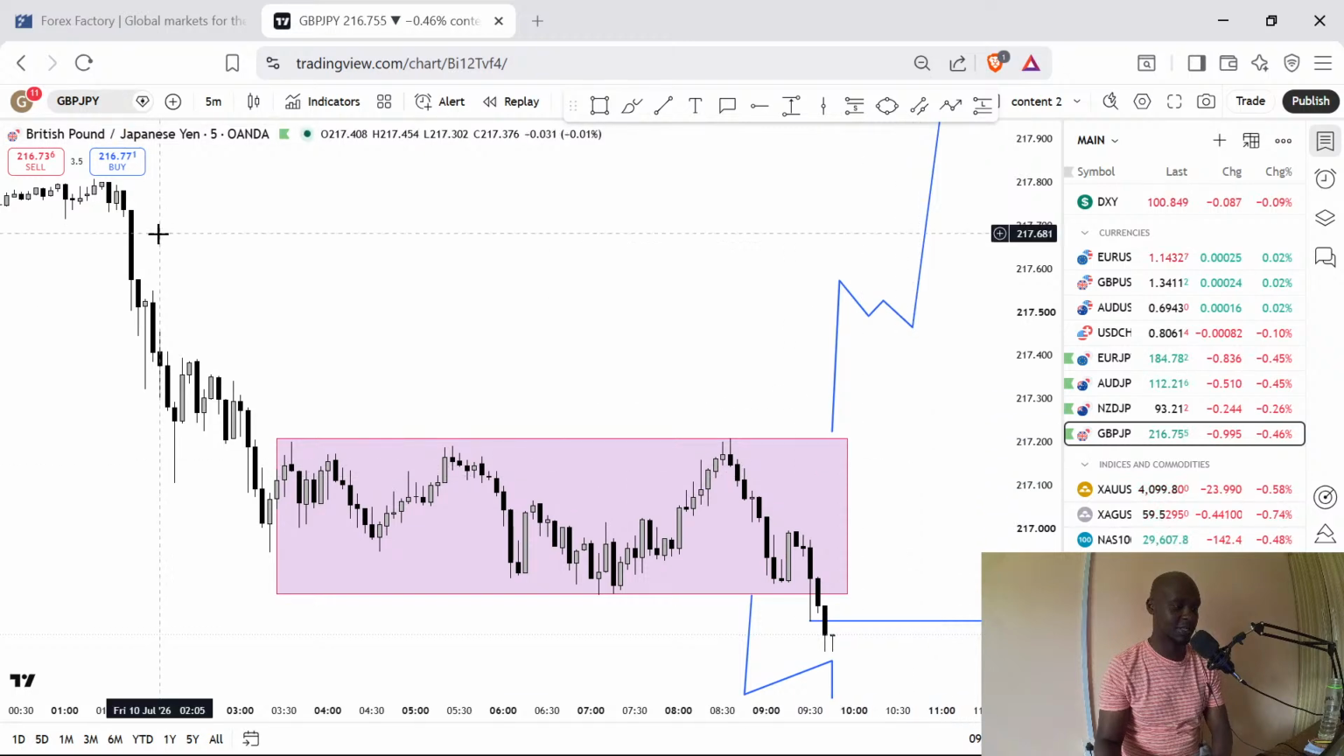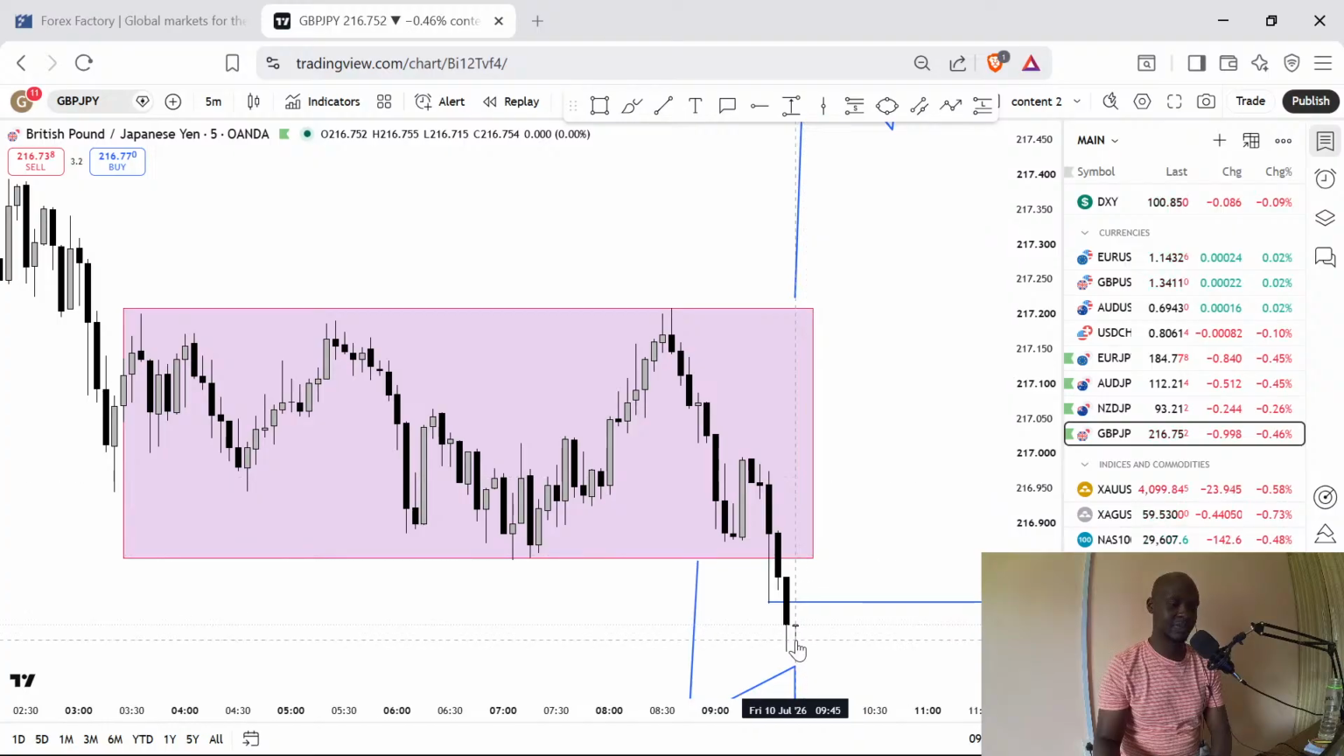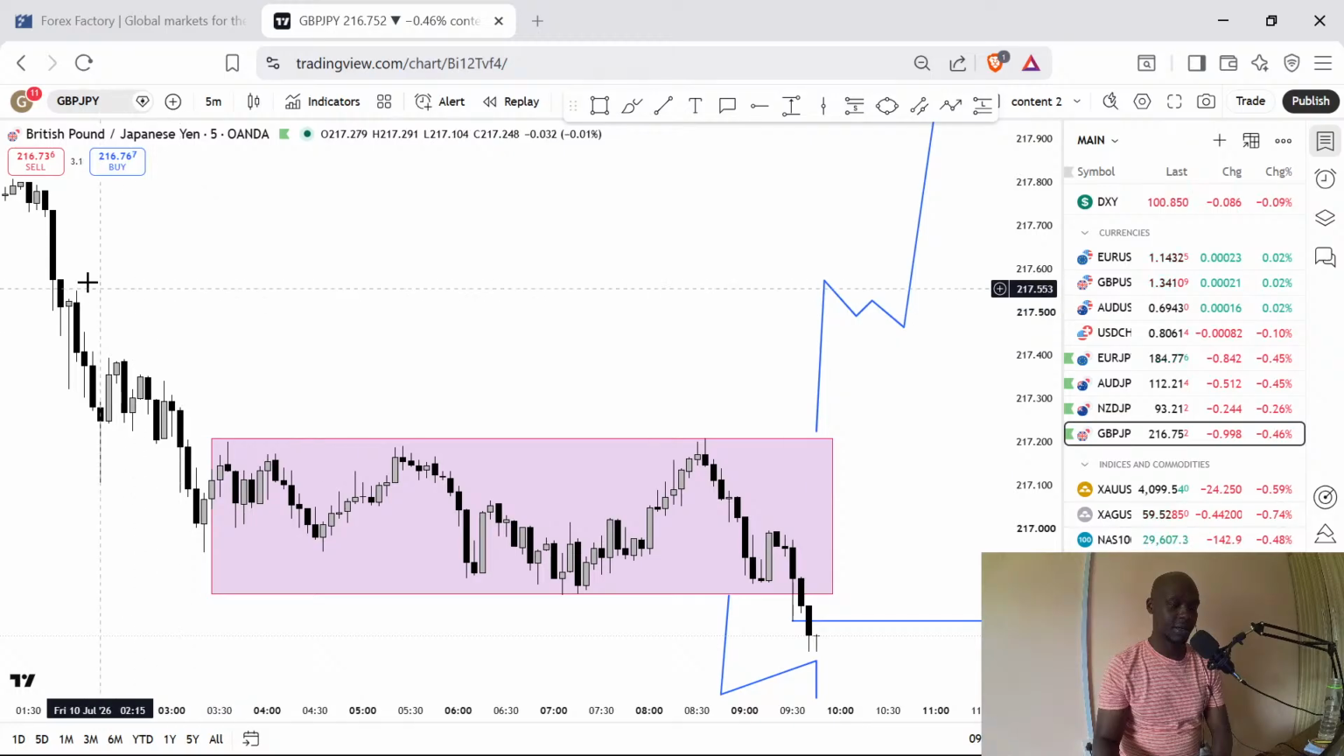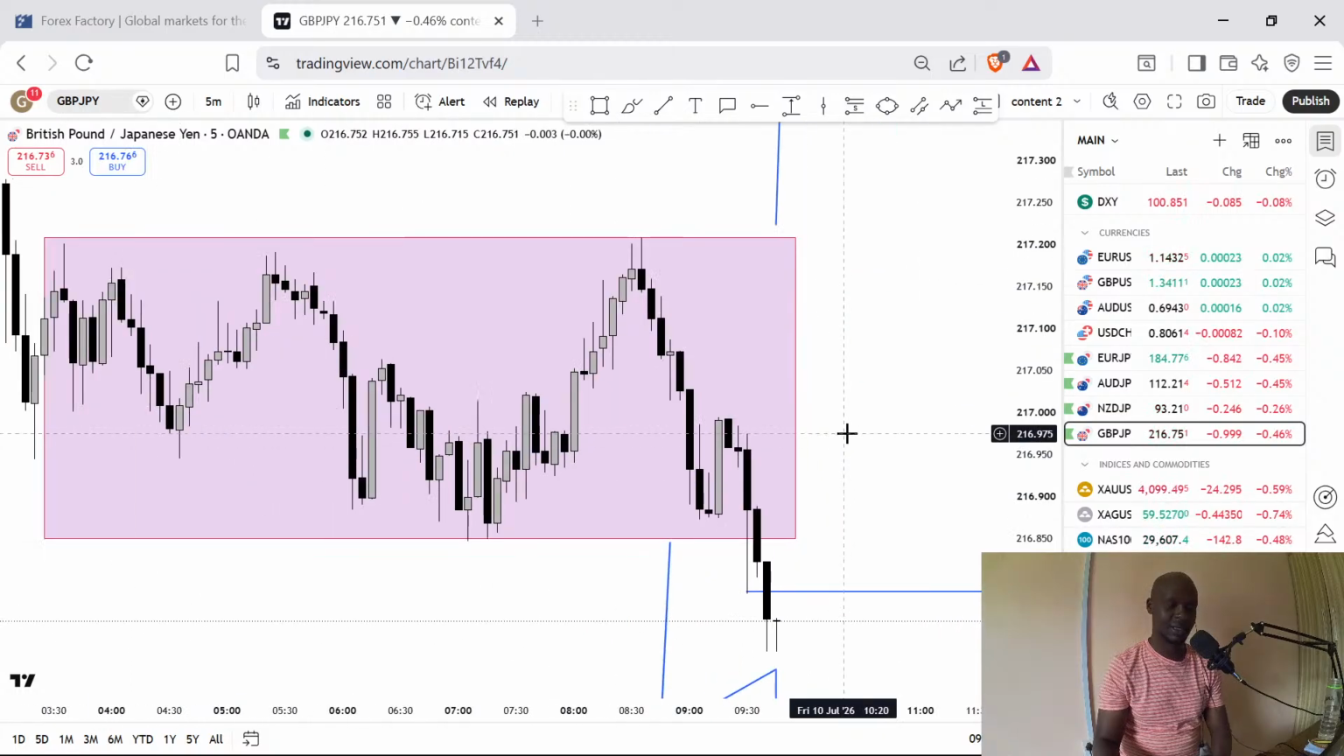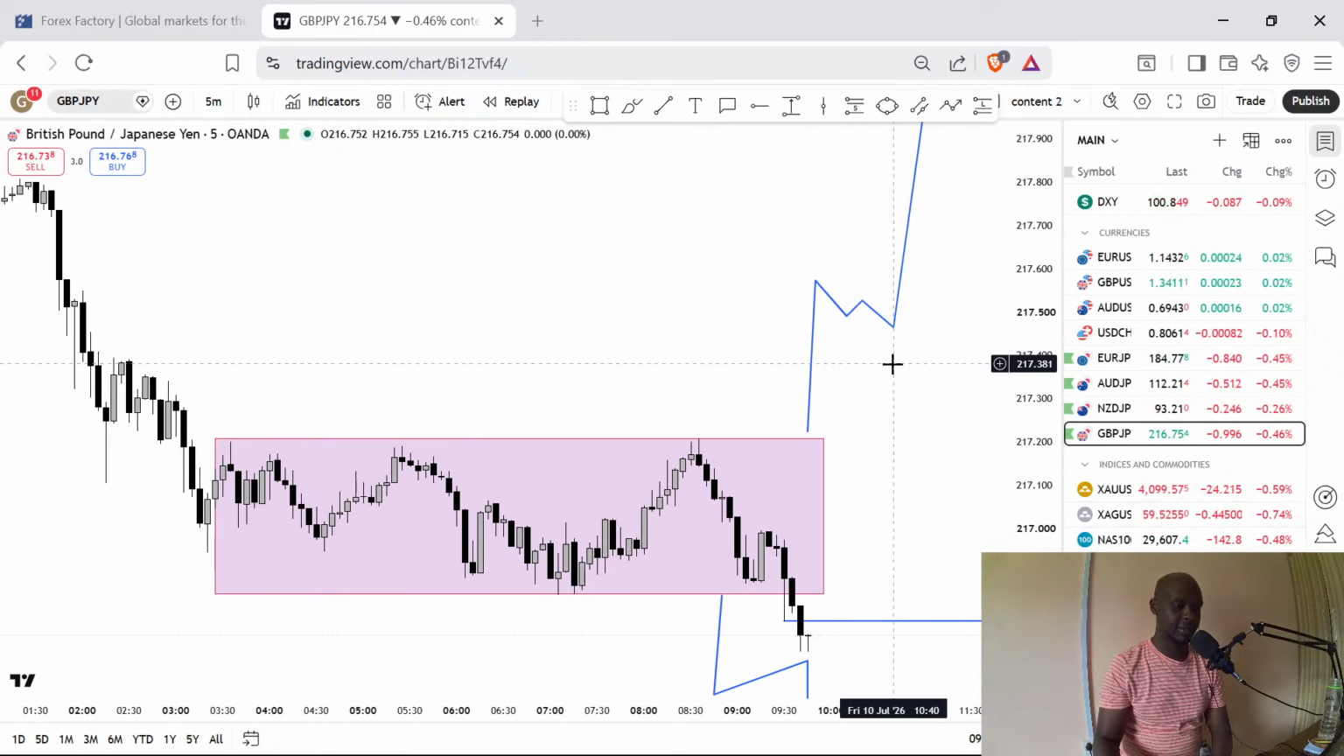I'd like to see a candle like this. See how strong this candle is. If this candle can close in a similar manner to this one, oh, that will be really ideal to now start looking for shorts.